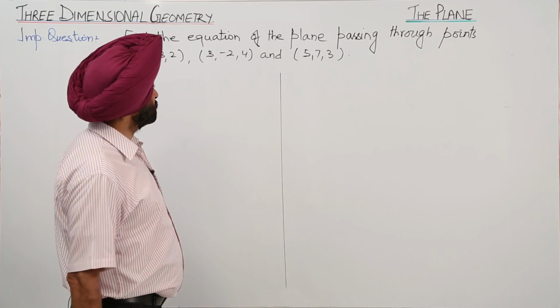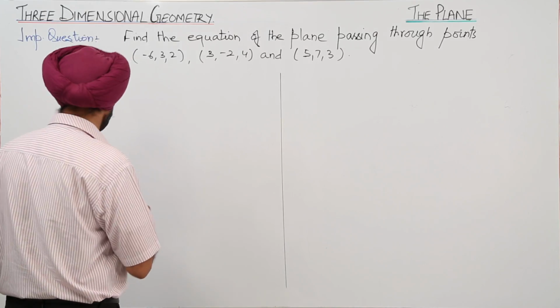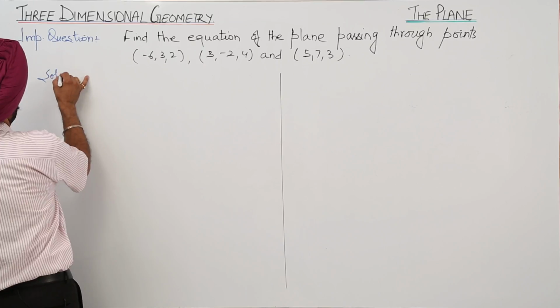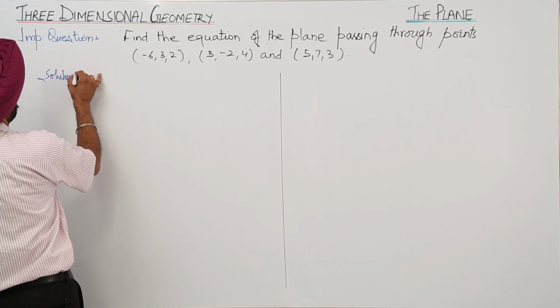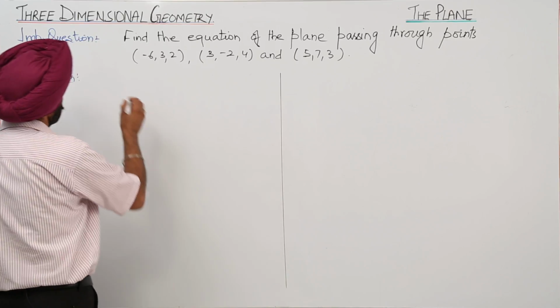Three points are given to us and we have to find the equation of a plane passing through the three given points. The equation of a plane passing through three given points is given by, we have already done this concept.